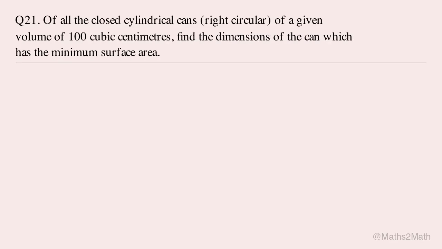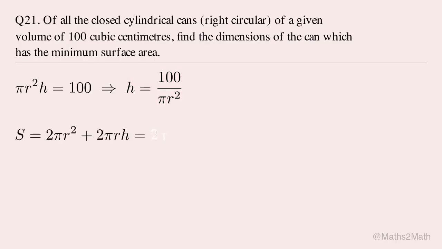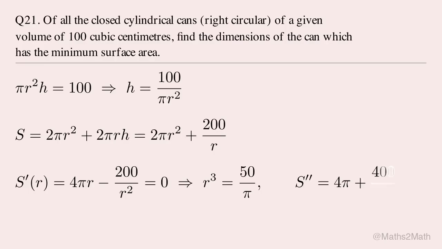Question 21. A 100 cubic centimeter can with the least metal. Eliminate h with the volume, minimize the surface. The volume fixes h in terms of r. The surface becomes a function of r alone. Differentiate and set to 0.